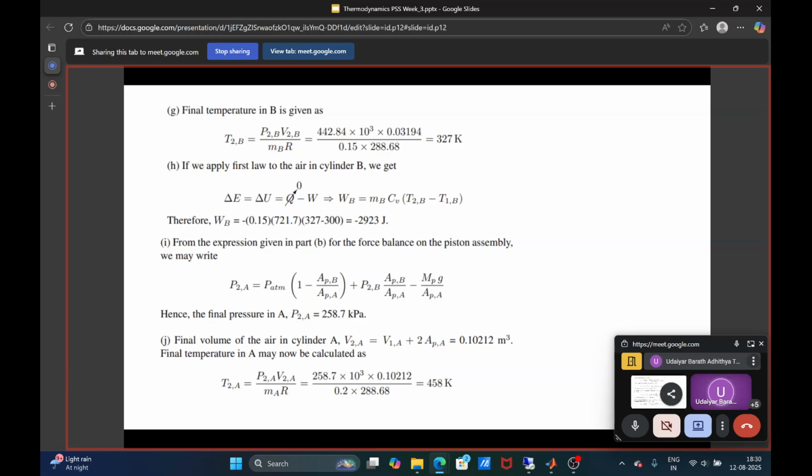Now if we apply the first law to the air in cylinder B, we get delta U is Q minus W. Since cylinder B is insulated, there cannot be any heat transfer. So heat transfer Q is 0. Whatever change in internal energy there is equals the work done on the system. So WB is m Cv (T2 minus T1).